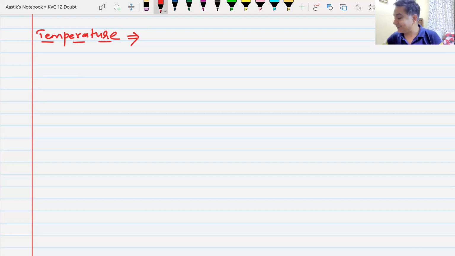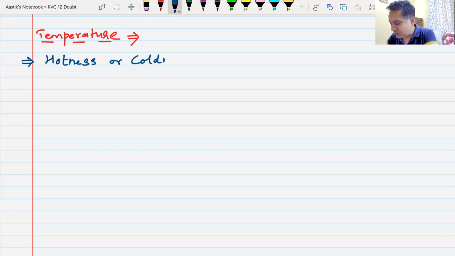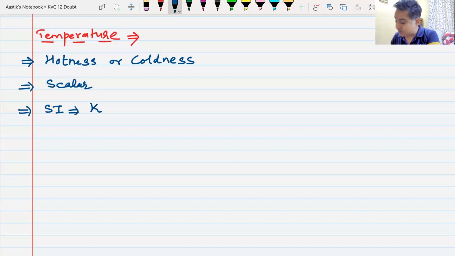Anyways, temperature. What do you understand by the term temperature? Degree of hotness or coldness. Well done. You can call it the degree of hotness or the degree of coldness of a body. To understand how hot or how cold a body is, whatever we use is known as the temperature. What type of quantity is temperature? It is a scalar quantity. What is the SI unit? The SI unit is Kelvin. The CGS unit is degree Celsius.